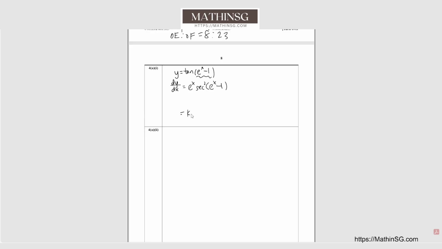Instead, it wants us to leave it in the form k e to the power of x (y squared plus 1), where k is a constant to be found. So we do not want this portion here. We need to change it to y squared plus 1, right? So we need to make use of identities. From A math, we know that secant squared A equals tangent squared A plus 1. So I'm going to change this secant squared to tangent squared plus 1.